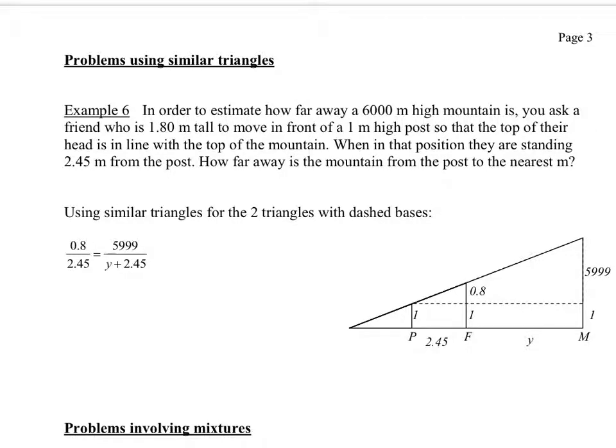And there we have it. We have 5,999 divided by Y plus 2.45. That's where this side of the equation comes from. And from then on, it's just a matter of solving that equation. You can cross multiply like we have here, and then when you multiply out the brackets, we get something that's a little bit simpler. We just continue as you would with any sort of normal linear equation.